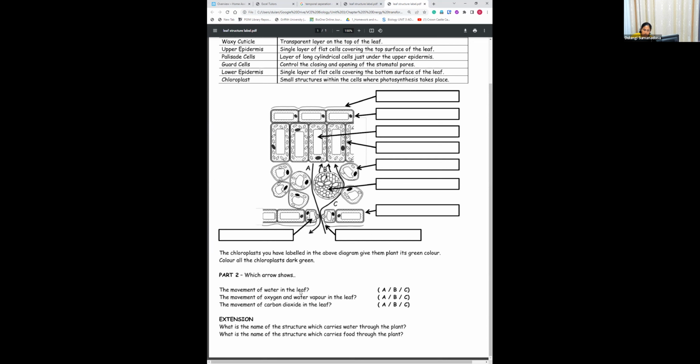Part 2, the movement of water in the leaf is the transpiration, letter A. The movement of oxygen and water vapor in the leaf is B, going towards the mesophyll cells. The movement of carbon dioxide in the leaf is C, going towards the mesophyll cells. So A, B, and C. The structure which carries the water is the xylem. The structure which carries the food or the sucrose is the phloem.